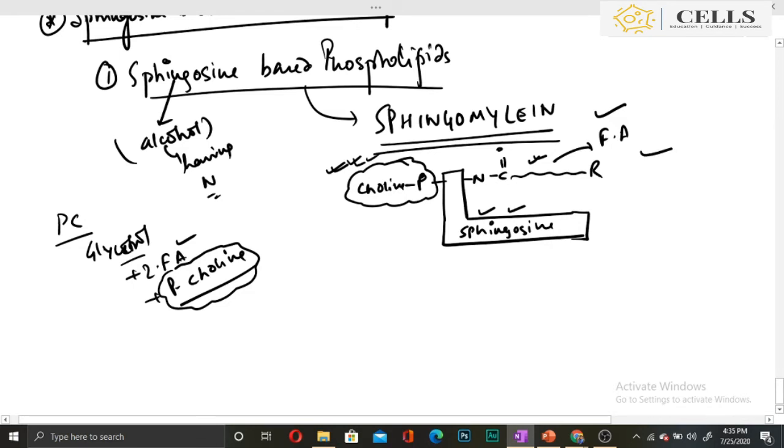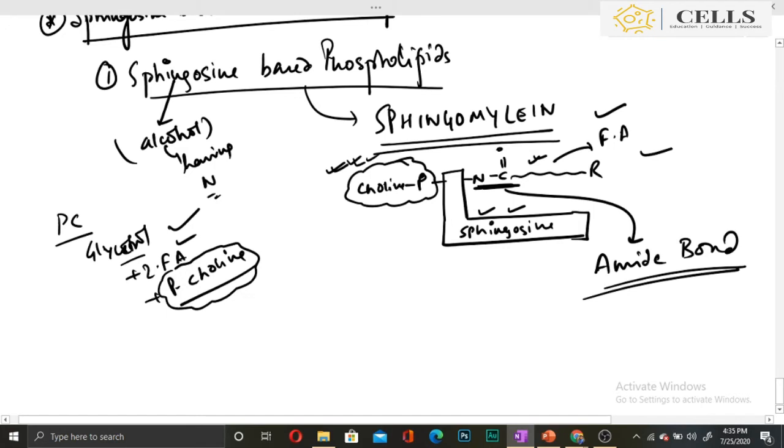Now the important thing is that the bond between the fatty acid and the sphingosine is an amide bond. There was an ester bond before, here the bond is an amide bond. Which kind of bond is present? Amide bond is present. This is also very important.